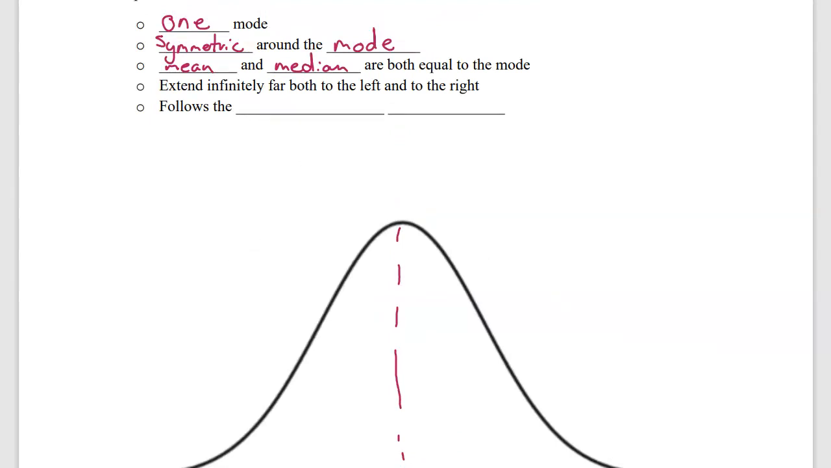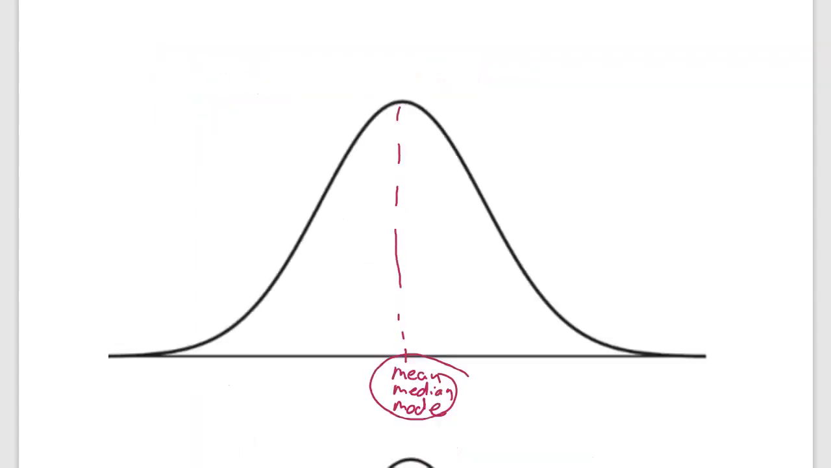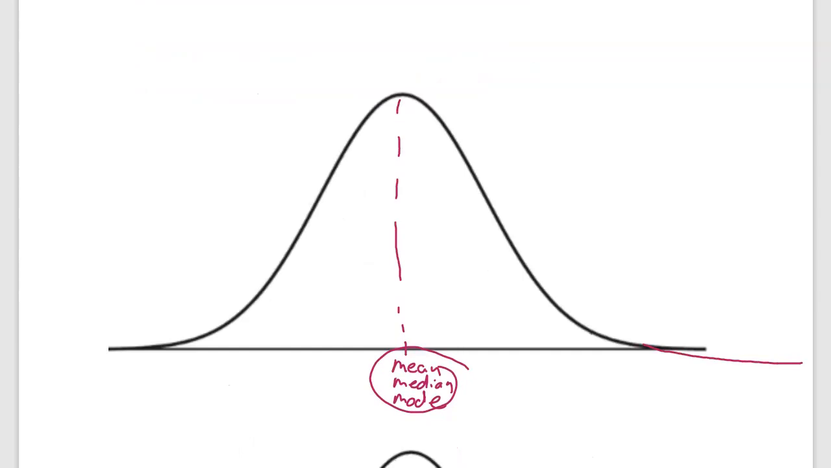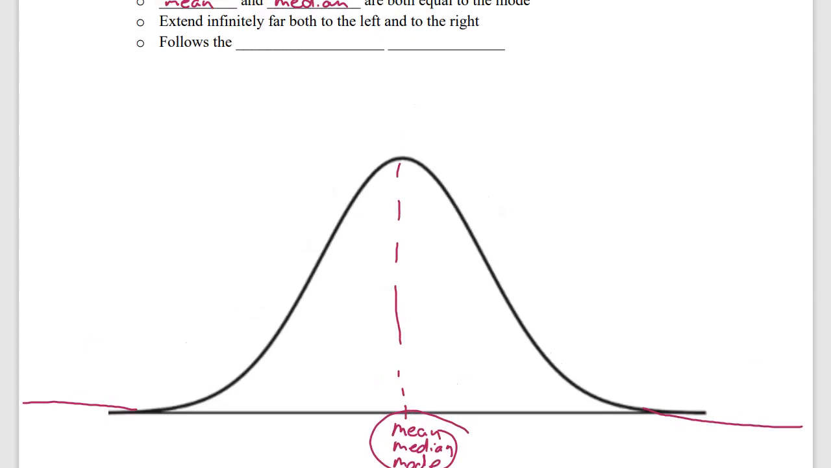This extends infinitely both to the left and right. So even though this looks like it stops, it technically is going to continue to the left and to the right over here. And this follows the empirical rule. And we talked about the empirical rule before. That is the 68, 95, 99.7 rule. Okay? And in the next video, we will go further into detail with this.